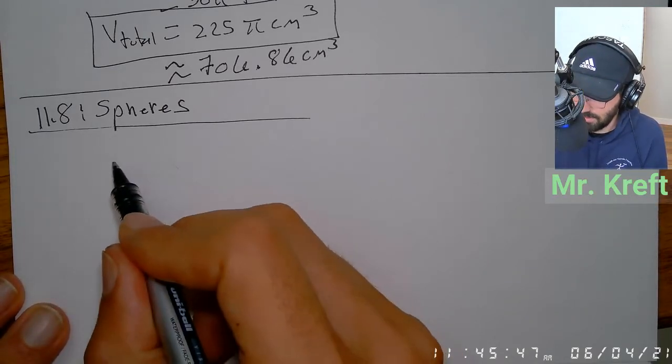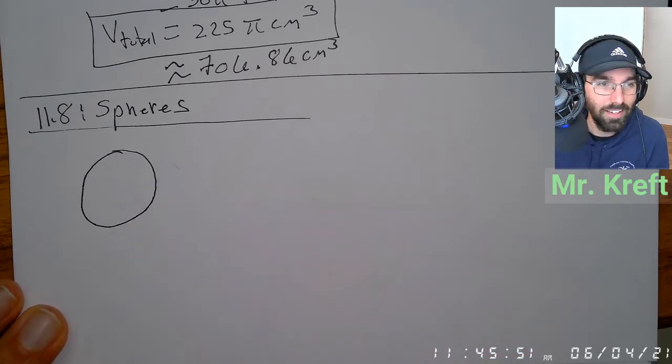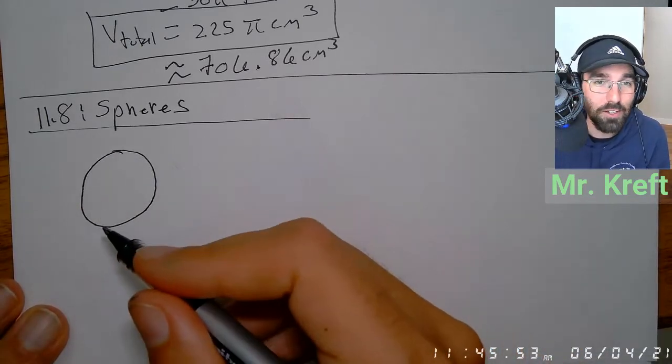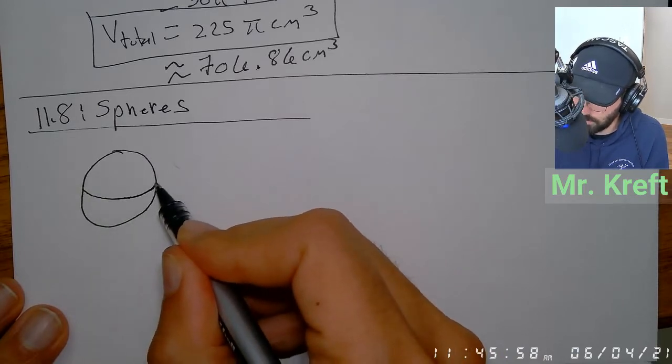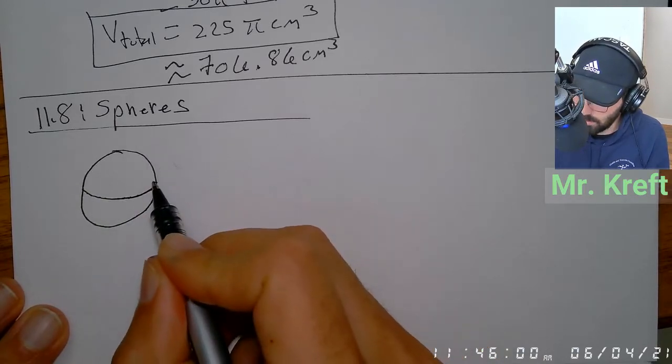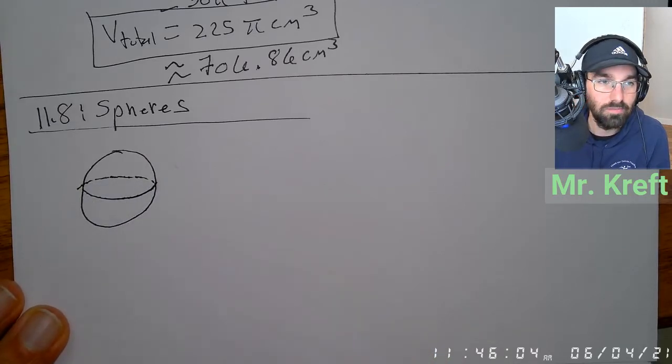So this is how you draw a sphere. You draw a circle. You get a circle. And then what we're going to do is we're going to put a belt on the circle, and then in the back, we're going to make it dashed.